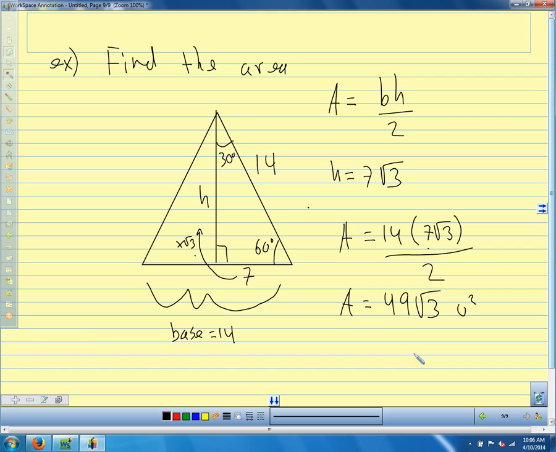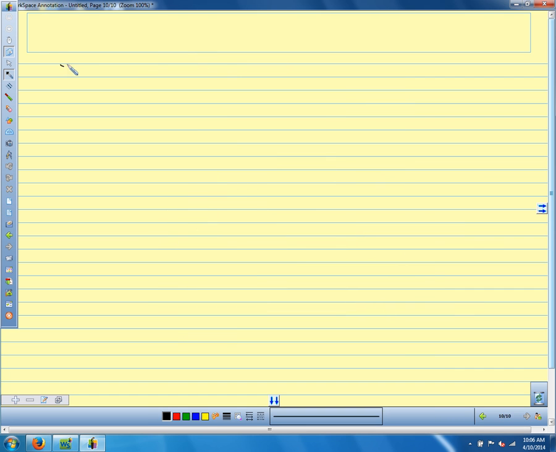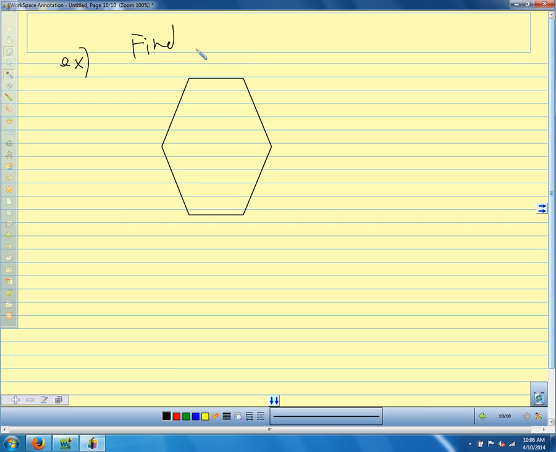All right, one last example. Hexagon again. Hexagons are special. Find the area. And this time, here's the information we have. This is a regular hexagon, even if it doesn't look like it. And I want to draw a different segment. Let me do this. I don't want that. I want this.